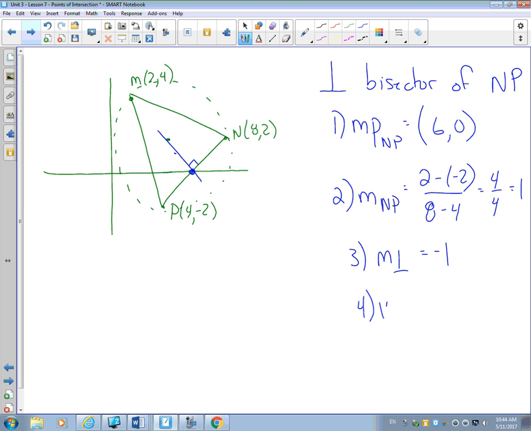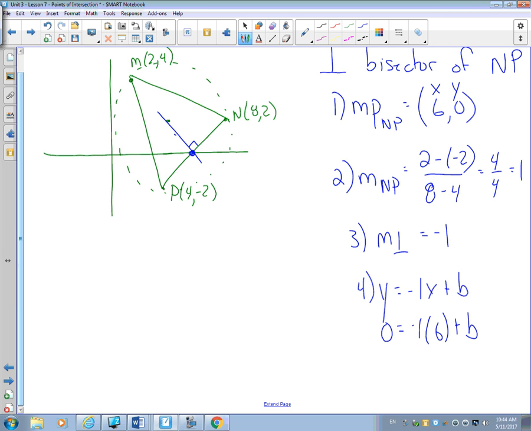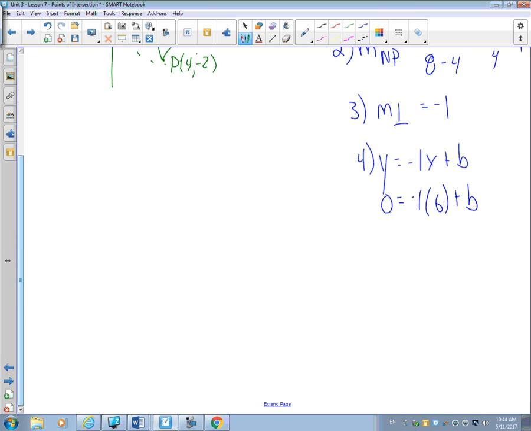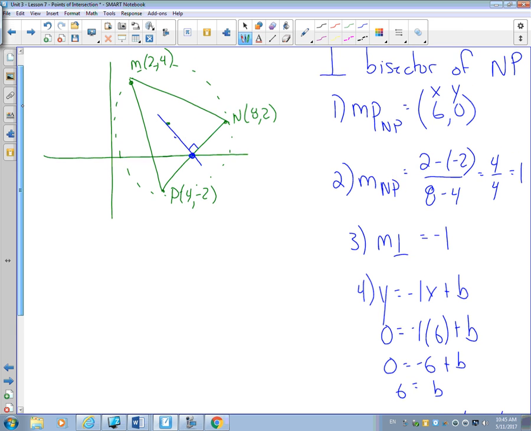And now we can find our equation. y equals mx plus b. The only point we for sure know is the midpoint. So 0 for y, 6 for x, solve for b. Let's do our solving here. We'll get 0 equals negative 6 plus b, or in other words, b is 6. So y equals mx plus b. There's our perpendicular bisector of NP.